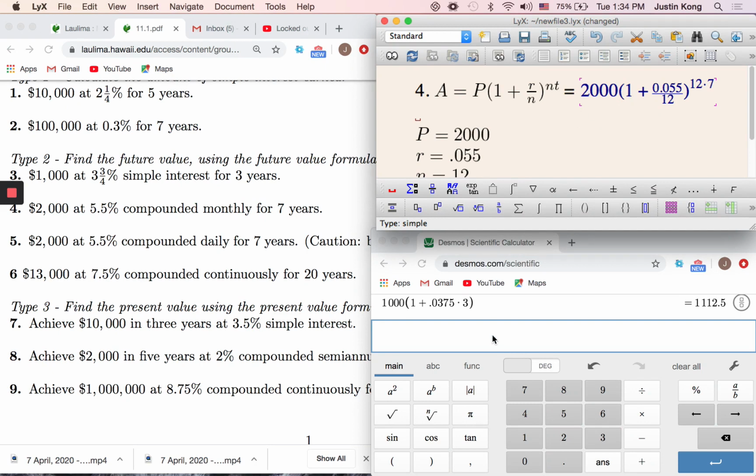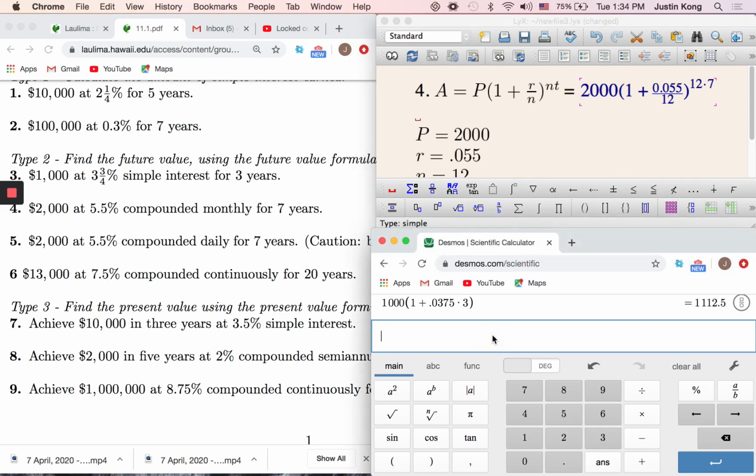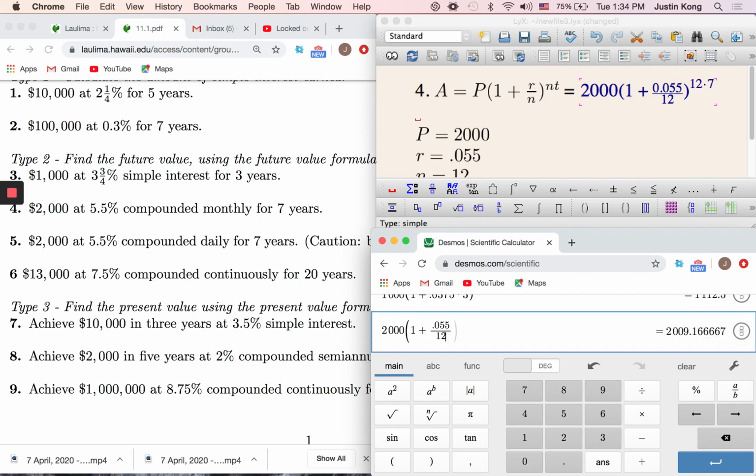This is a critical part when we're typing in an answer to a calculator. We have to pay attention closely to the order of operations. So here's how I type this out. 2,000 times (1 plus 0.055 divided by 12). The nice thing about this calculator is it actually writes it out so that it looks like how we're supposed to see it. And finally, the caret button to get to the exponents. So I just press shift 6, that's the little caret.